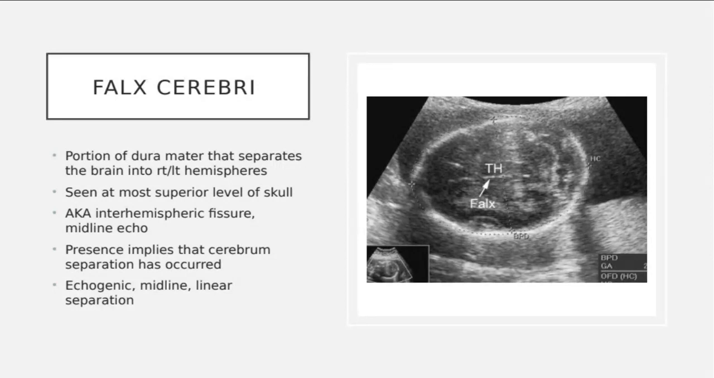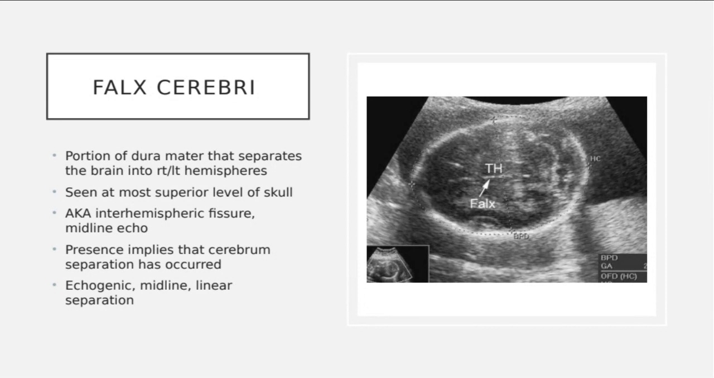Now, if we see the falx cerebri on ultrasound, we can actually confirm that the division of the cerebral tissue has occurred. So there is at least cerebral separation if we're seeing the falx cerebri. On ultrasound, it's going to appear as an echogenic midline linear separation. So pretty straightforward for us.